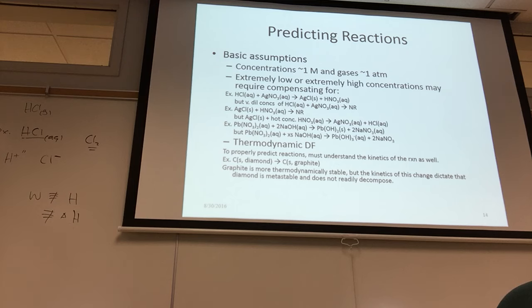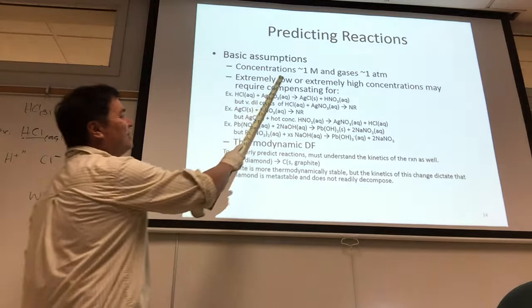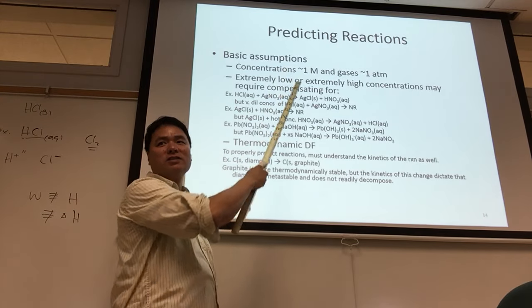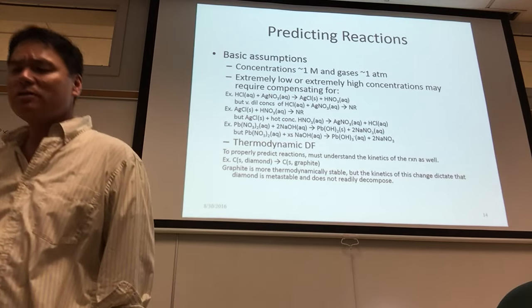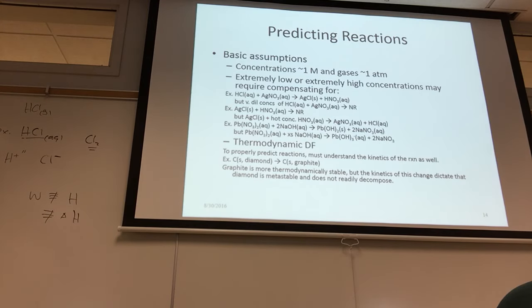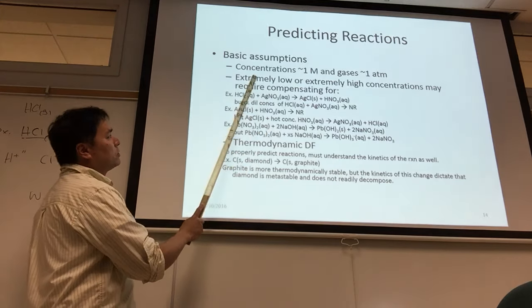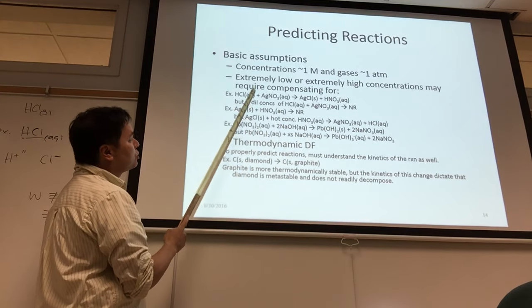Versus this delta H. This is non-standard. And so we have a standard delta H and a non-standard delta H. What's the difference? This is the difference. This is called standard thermodynamic conditions, not, you know, STP. So we're going to just assume standard thermodynamic conditions, the little naught there. But extremely low or extremely high concentrations or pressures may require compensation.